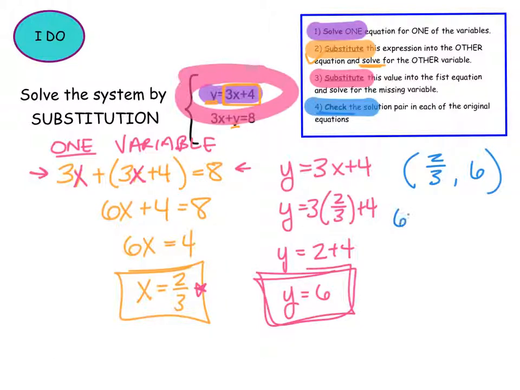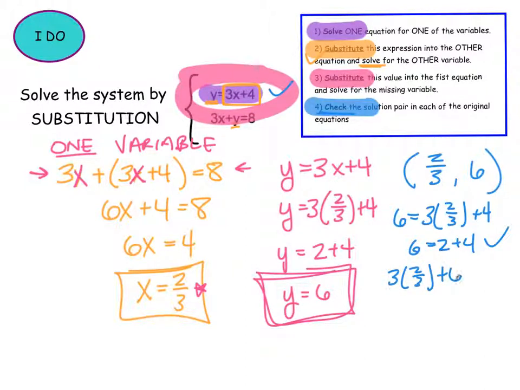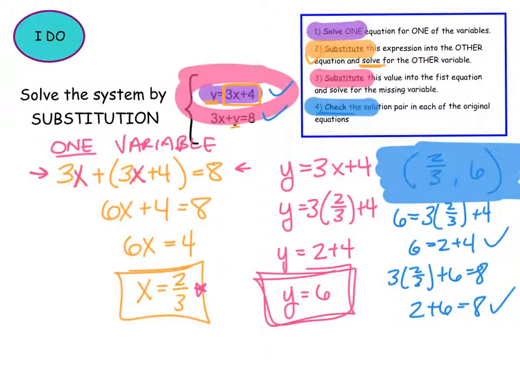So I would get 6 equals 3 times 2/3 plus 4. If I simplify to double check, I get 6 equals 2 plus 4. Yes, that's true. So it works in the first equation. Now we have to check our second equation. And I get 3 times 2/3 plus 6 equals 8. Well, I know 3 times 2/3 is 2. 2 plus 6, it does equal 8. So my second equation also works. So I can confidently say my answer is (2/3, 6).